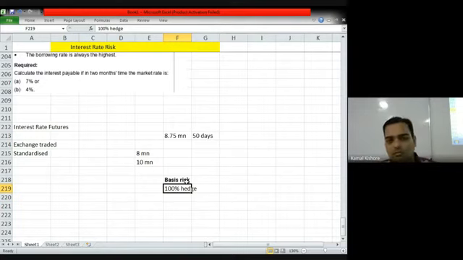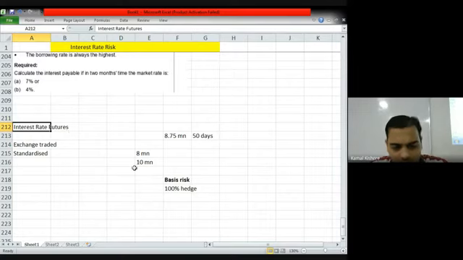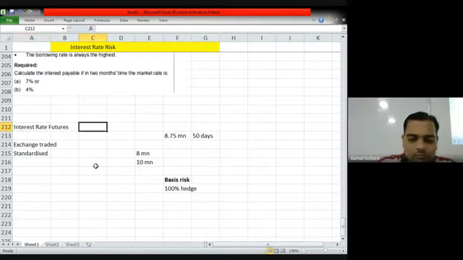Okay, are we getting this right? So we'll take a break now and come back and continue to see how interest rate futures work. And there are one or two more. With that, we'll close interest rate risk. Then we'll move to another topic. We'll take a break and come back.